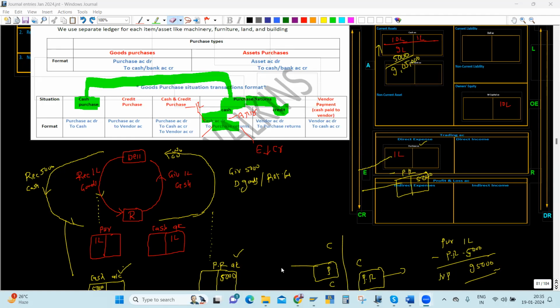So look here, many of you are going to get stuck telling the journal entry for the cash purchase return. If you know the journal entry for cash purchases, purchase account debit to cash account credit. And tell me the journal entry for the cash purchase return. Cash account debit to what? Purchase return account. I told you already, it is the opposite journal entry.